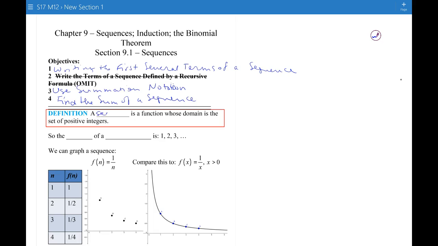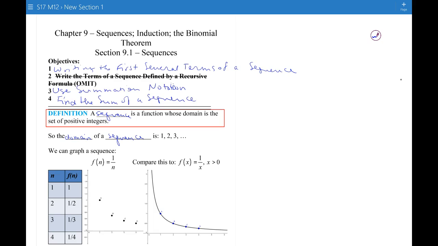So here's a definition that we need. A sequence is a function whose domain is the set of positive integers. So this is a way of thinking about sequences. So the domain of a sequence is the counting numbers 1, 2, 3, and so on.